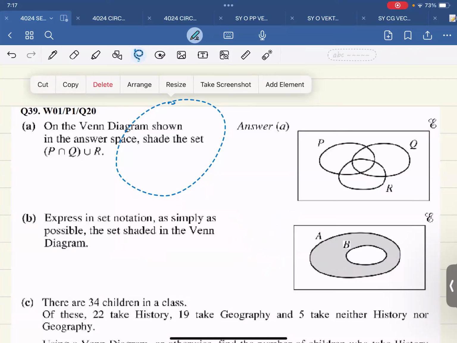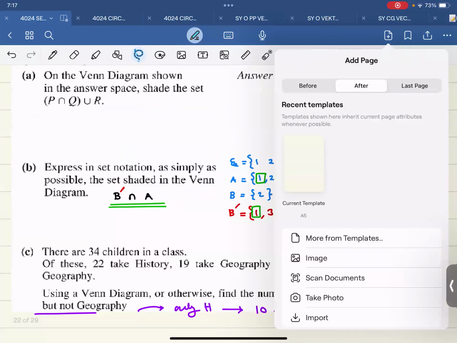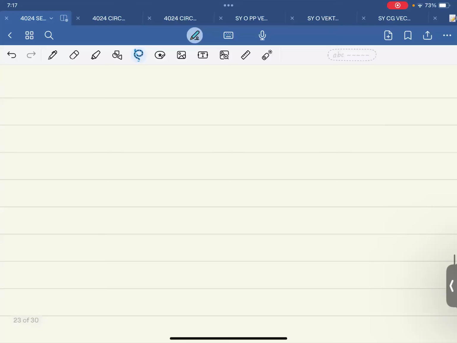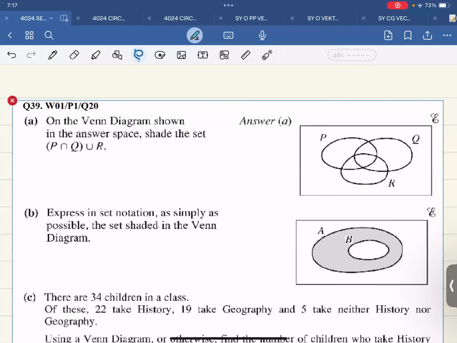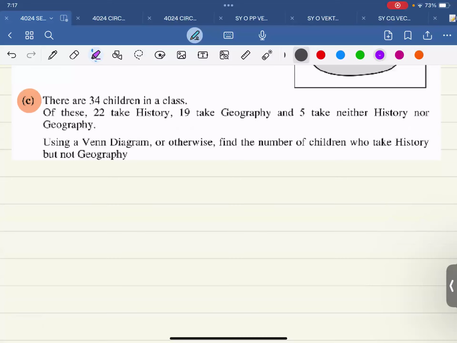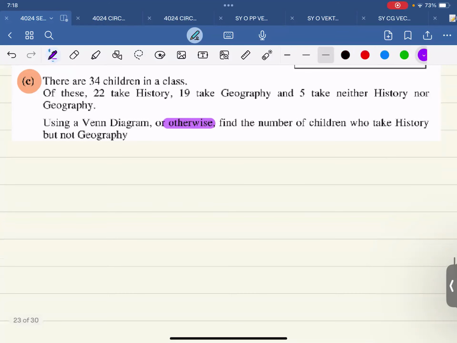And let me show you how the part can be done otherwise. So now let me focus on this part and on this thing that is otherwise. Now the working is pretty simple. Take 34, take 5 and subtract it. So 34 minus anyone taking none of these subjects, that is 29.